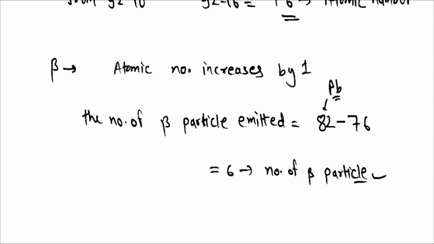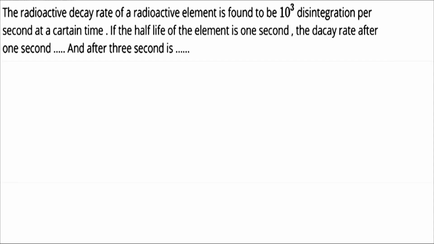Hello, we are given a question, and the question says: the radioactive decay rate of a radioactive element is found to be 10 to the power 3 disintegrations per second at a certain time. If the half-life of the element is 1 second, what is the decay rate after 1 second and after 3 seconds?